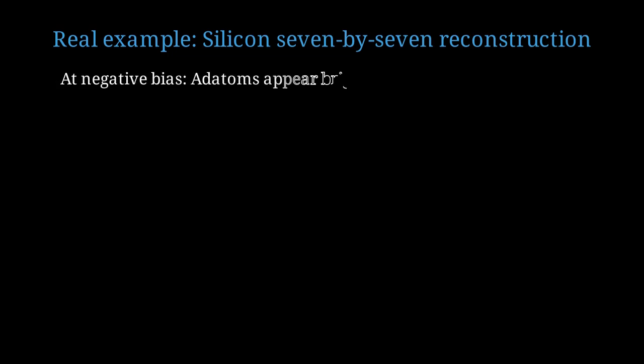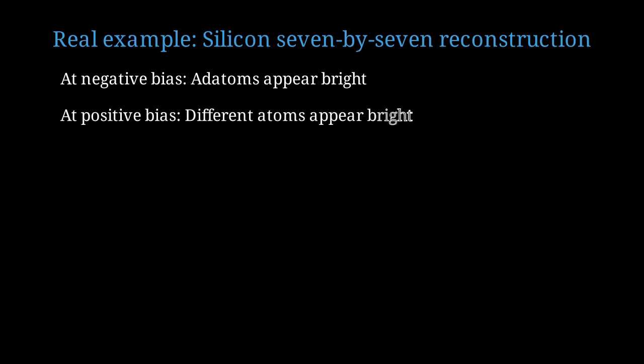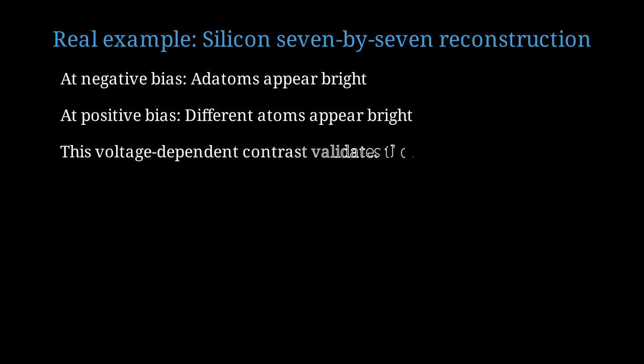At negative bias, certain atoms appear very bright because they have filled dangling bond states near the Fermi level. These states dominate the tunneling current. At positive bias, different atoms appear bright because now we're probing empty states. Atoms in different bonding environments have their empty states at different energies. This dramatic voltage-dependent contrast change validates that the STM is indeed measuring the local density of states. It's not just a topographic tool, it's a spectroscopic tool for electronic structure.